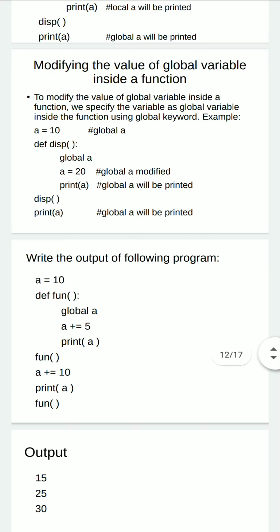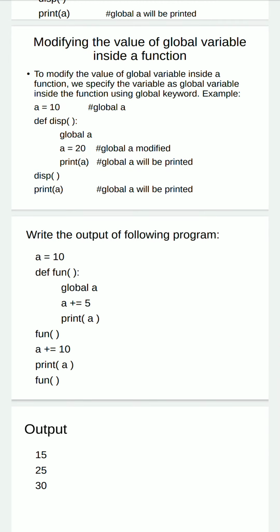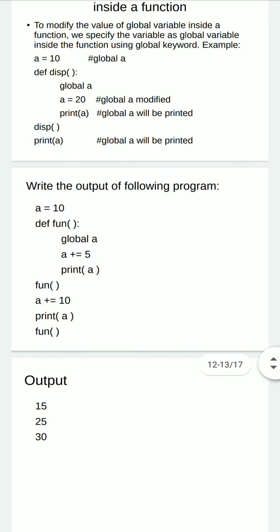Next, write the output of the following program. Here we have defined a global a and modified it in the function fun, and we have called the function fun and again modified the variable a in the main program and printed the value of a and again called the function fun. So the output of the program will be 15, 25 and 30 because in function fun we are using the global variable and in the main program we are using the same variable.